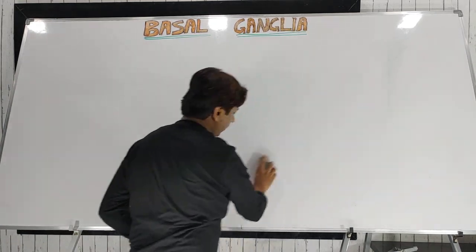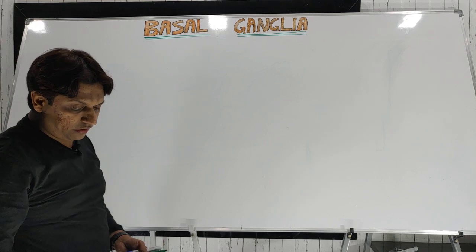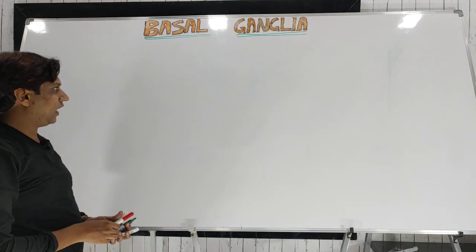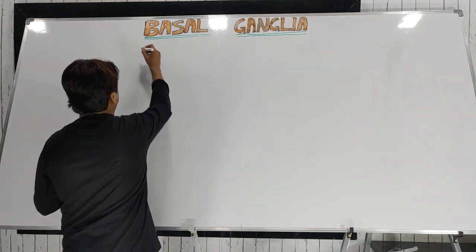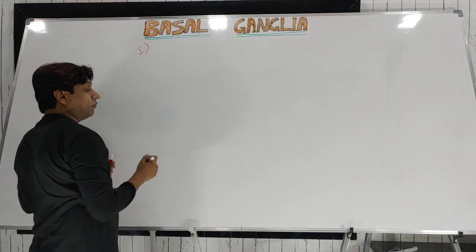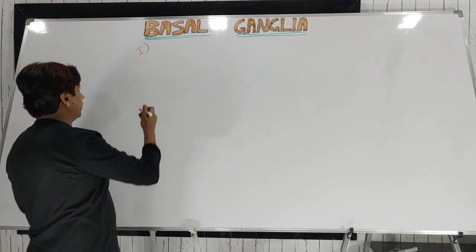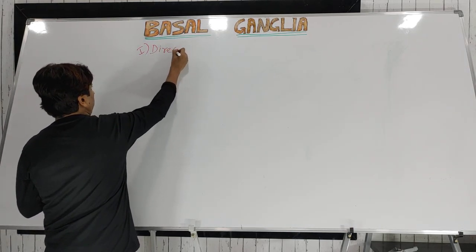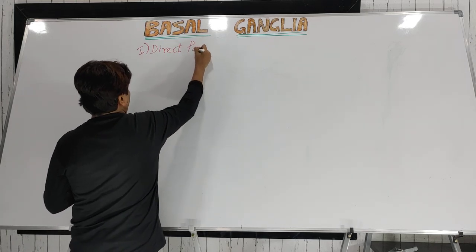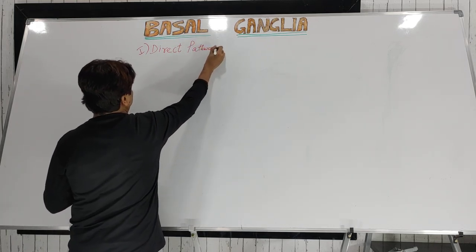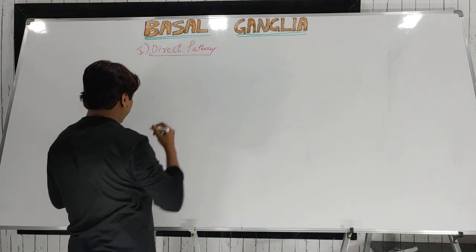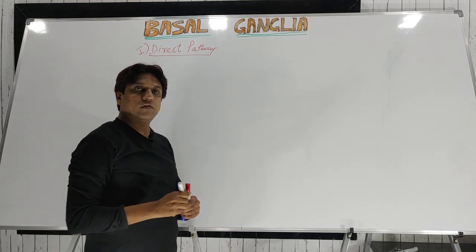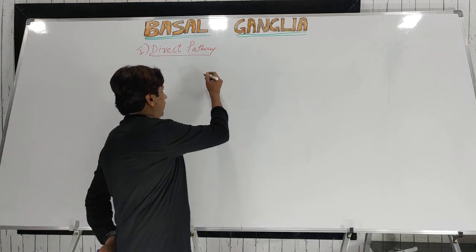Now these connections of the basal ganglia we divide into two headings. One is the direct pathway and another one is the indirect pathway. However, one more is the nigrostriatal pathway, but first we'll discuss the direct and indirect pathways. First, the direct pathway. So what is this direct pathway? The direct pathway is responsible for motor activity. Again, we have to discuss this with the help of a diagram.